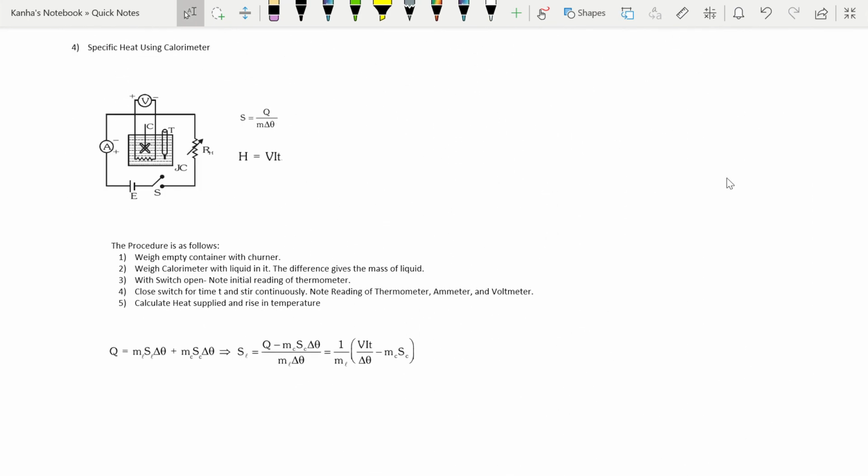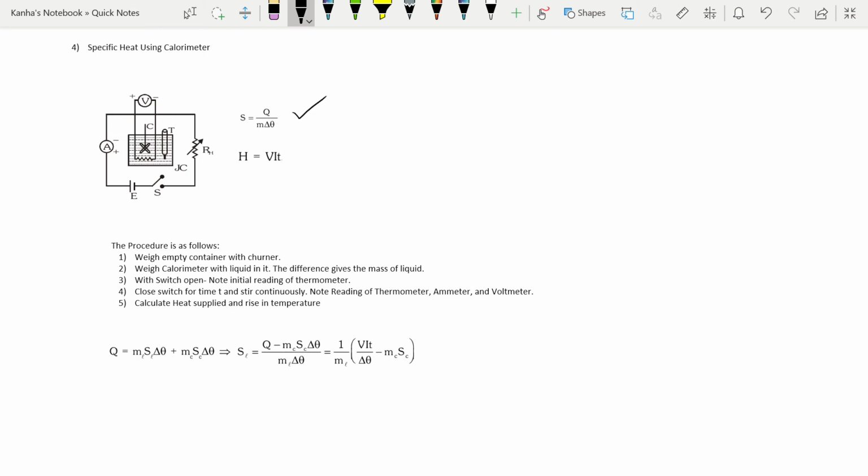Now that we've looked at the kind of questions that generally come from these topics, we can easily go through the rest of the experiments without doing many questions right here, because all the questions will be error related or dimension related. So the fourth one is the specific heat using a calorimeter. Specific heat is given by this formula right here, which is S is equal to Q by M delta theta. Q is the heat change, M is the mass of the object, and delta theta is the change in temperature.